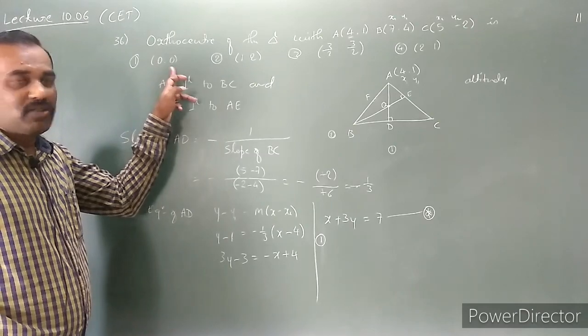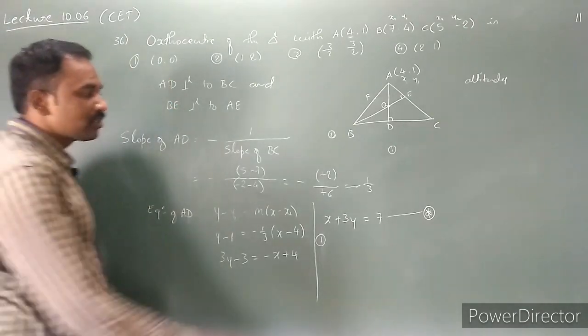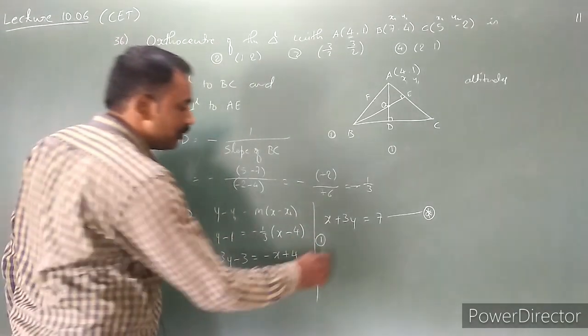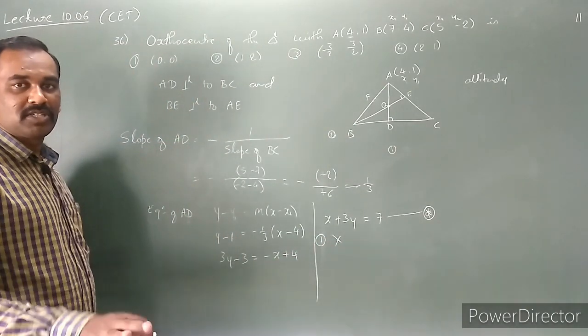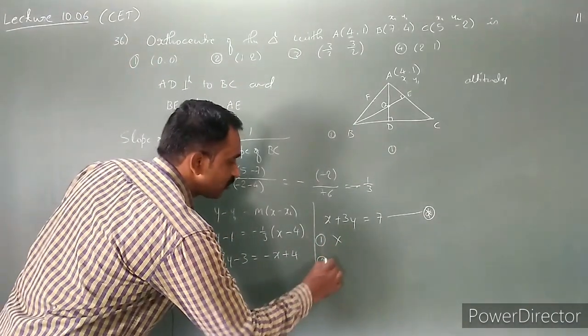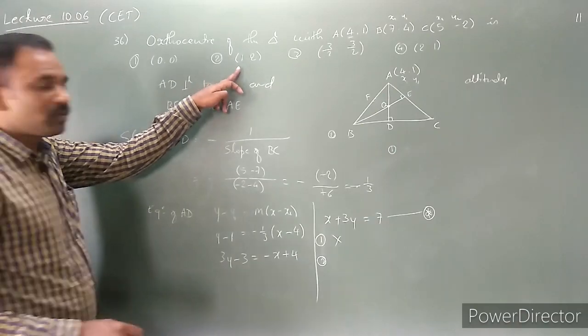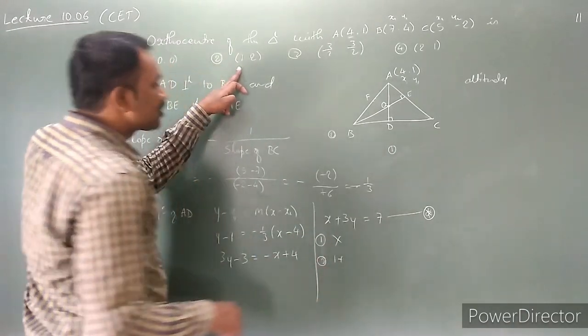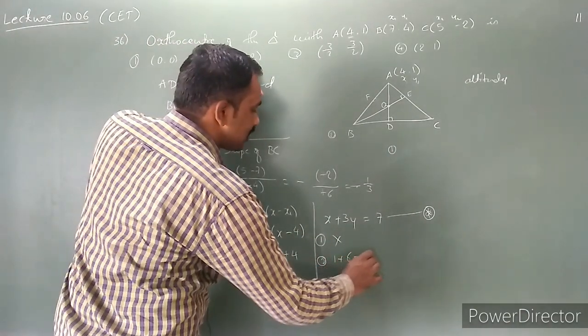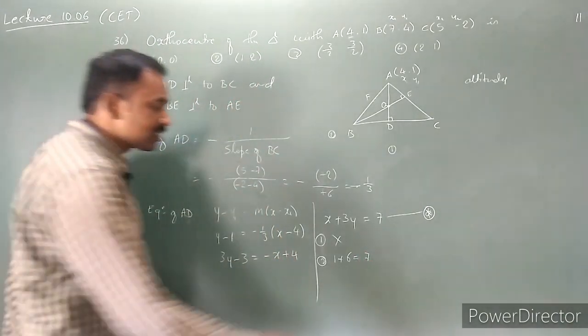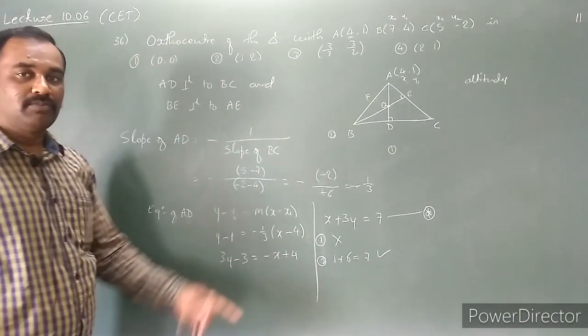If I replace the x and y values with 0, 0, is LHS equal to RHS? No, it is not possible. So the first option is not the answer. Now, the second option. What is the second option? 1, 2, replace it. 1 plus 3 twos are 6. Yes, LHS is equal to RHS. It is satisfying. Now come to the next one.